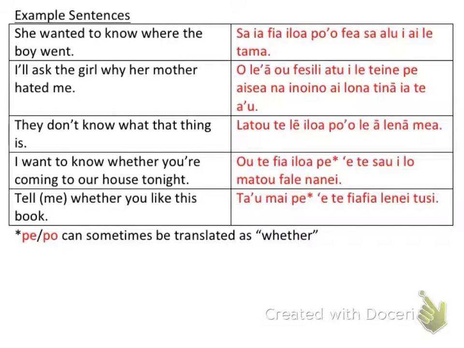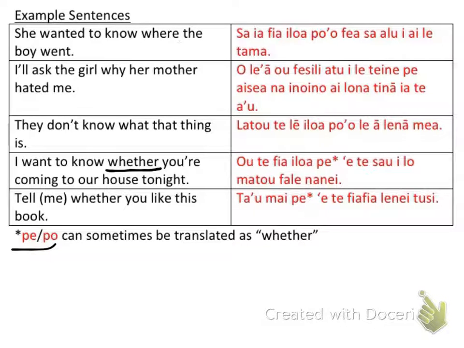And then I want to know whether, that's my question word again, you're coming to our house tonight. So this is implying another indirect question. And basically what I want you to know is this has an asterisk. So this pay right here, in this case, has an asterisk. And that asterisk means pay and po can sometimes be translated to whether. So in these other examples I had where, so I put a pay or a po before that where. And in this example I had a why, so I put a pay in front of that why. And in this one I had a what, so I put a po before that what.